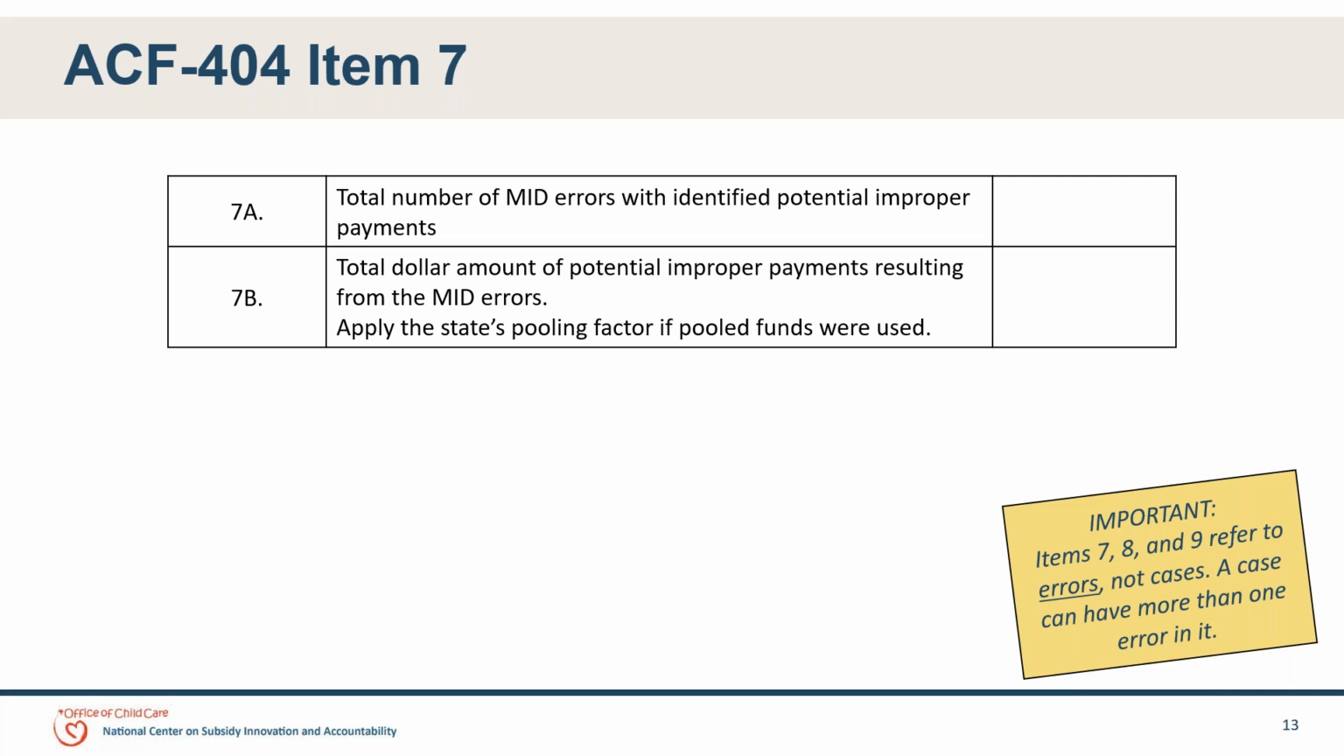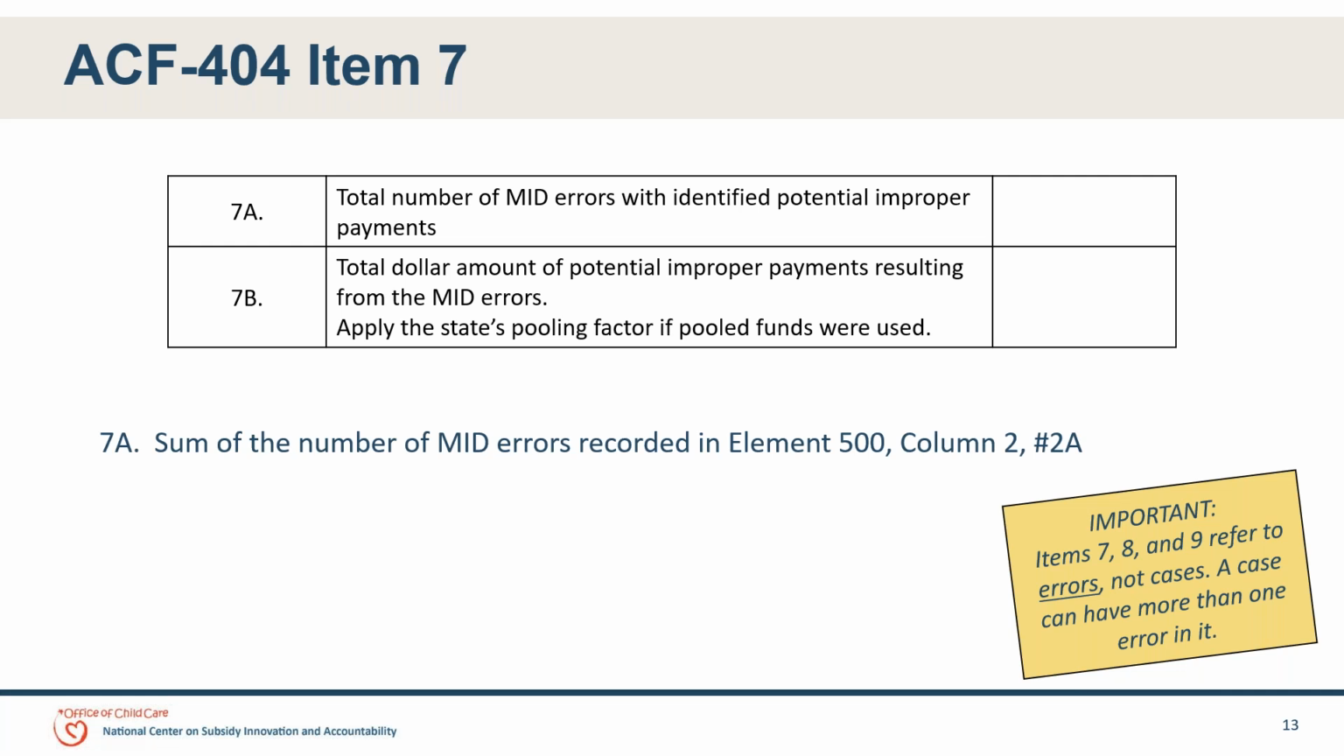So the figure that you will enter here can be found by summing up the figures in your record review worksheets, element 500, column 2, item 2A. That is where the number of MID errors with an identified potential improper payment is recorded. So the figures for that item would be summed up for 7A. And we'll say that our example state had 10 MID potential improper payment errors.